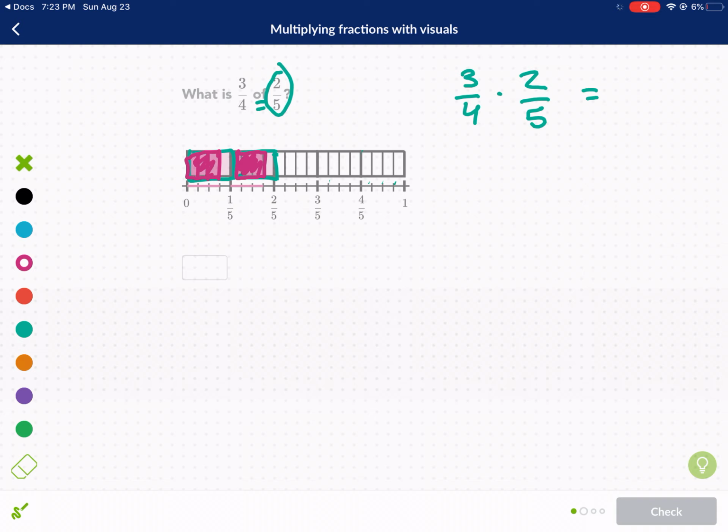So now we multiply top times top, 6. Bottom times bottom, 20. They both have a factor of 2. Divide, we get 3/10. Now, something you can do is cancel before you multiply. Because the 4 and the 2 are both factors of 2, we can divide by 2 beforehand. And we end up getting 3 times 1 in the top, 2 times 5 in the bottom.